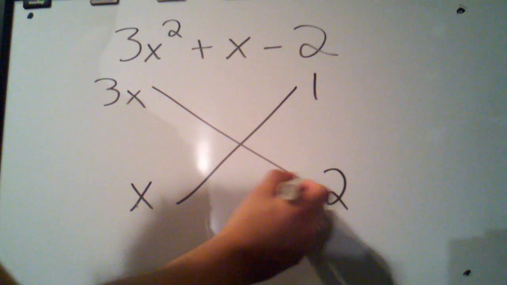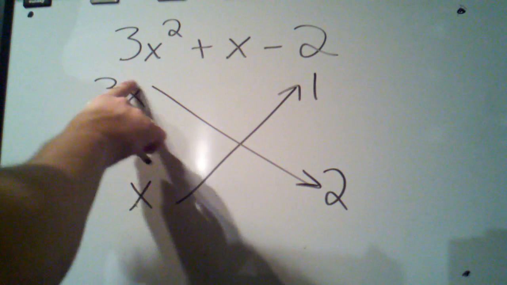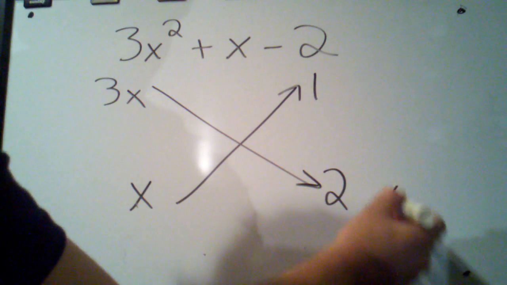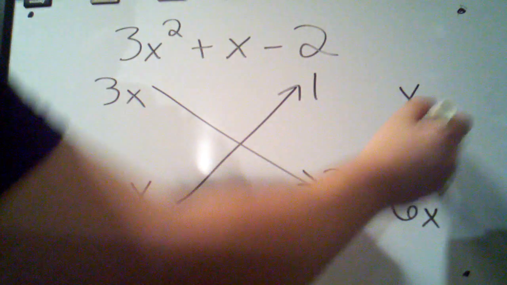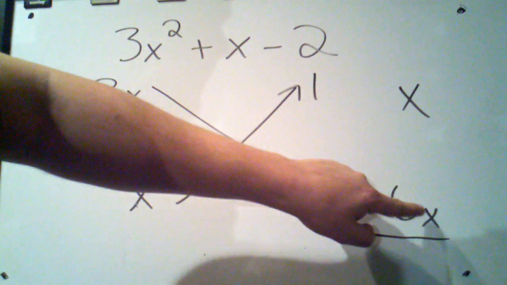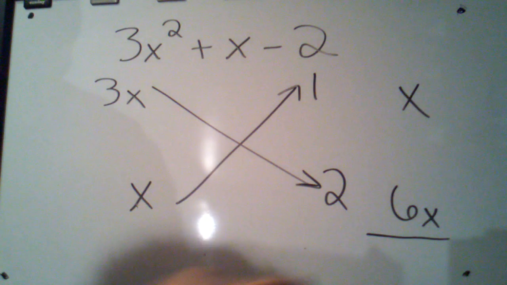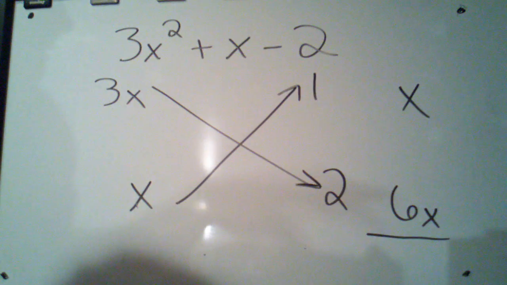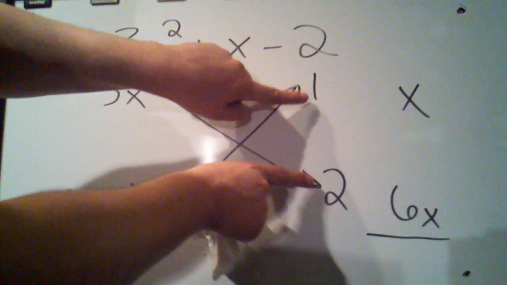At this point, I draw my arrows, and I say 3x times 2, multiplying at our arrows. 3x times 2 is a 6x. X times 1 is an x. Is there any way I can make an x and a 6x add or subtract to equal a positive x? In this case, there is no way I can make a 6x and an x add or subtract to get me to a positive x. So I know that these two numbers are wrong. And the way we can fix that is we can flip them.